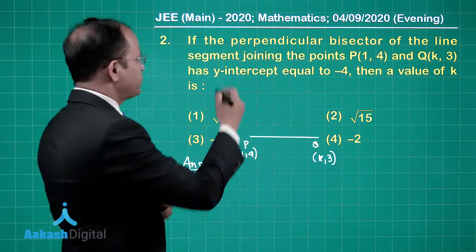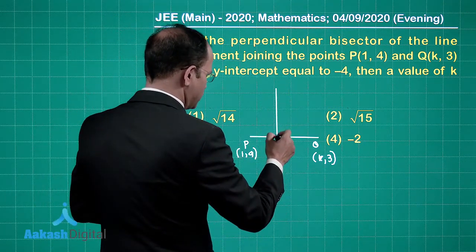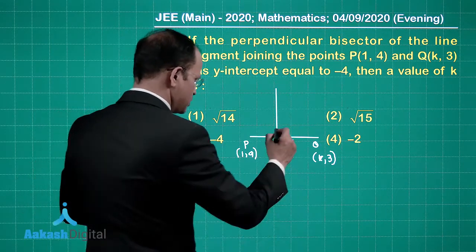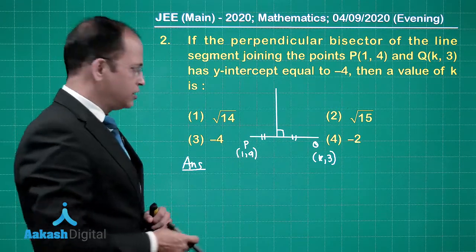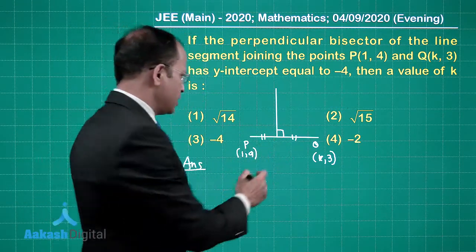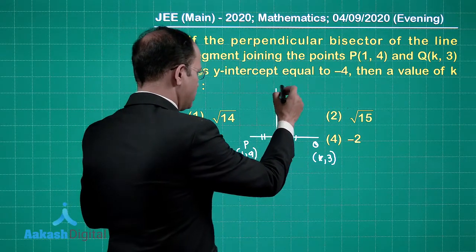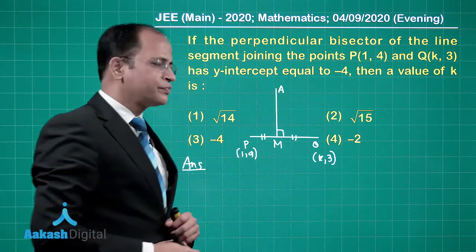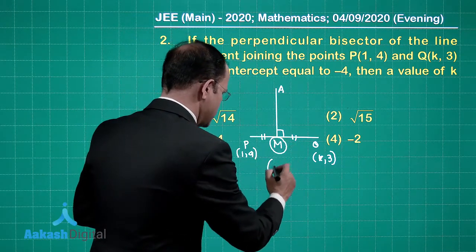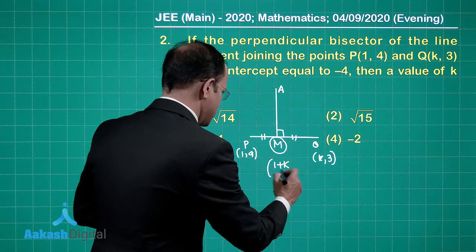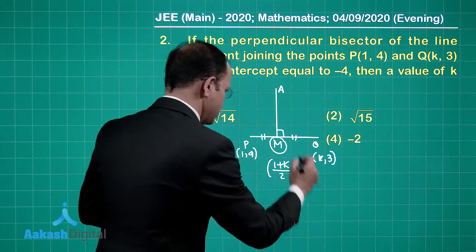And we are talking about a perpendicular bisector. So this is the perpendicular bisector I am talking about. Obviously this will divide the segment into 2 equal parts, and this is the midpoint. We should first of all understand this part. So the midpoint is basically (1 plus k) divided by 2, and (4 plus 3) by 2, that is 7 by 2.